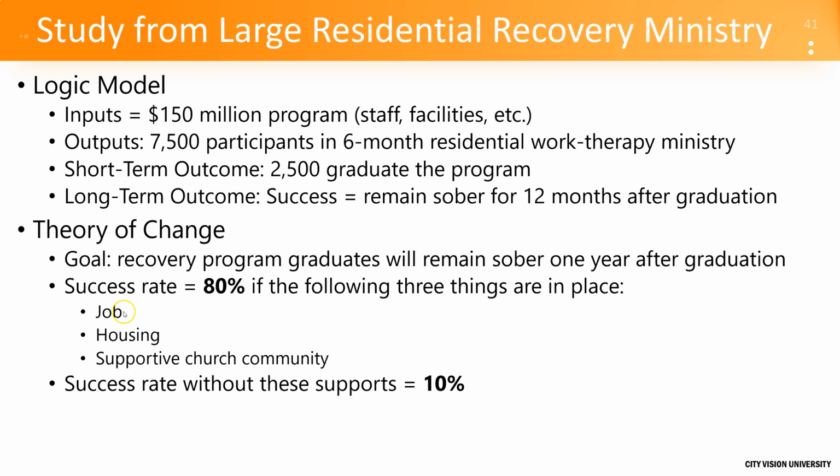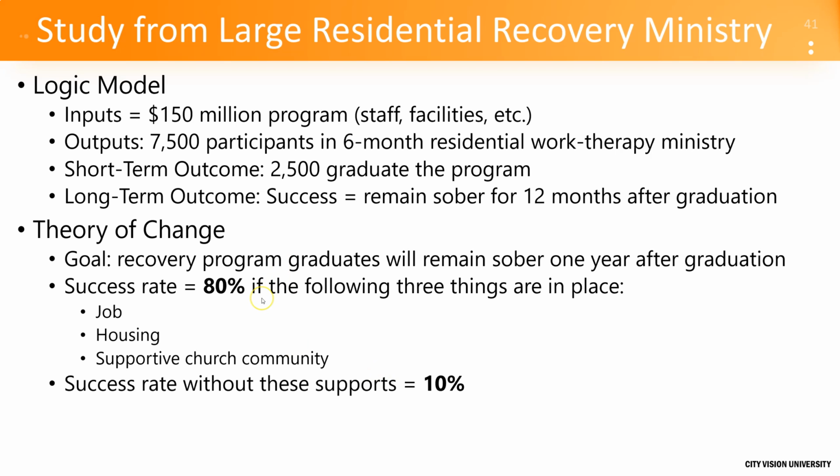That's better than anything out there, if they have, number one, a job, number two, housing, and number three, a supportive church community. So their theory of change is you need these three things, and then people are going to remain sober. Part of what was interesting is that if people don't have these three things, then the success rate to remain sober is 10%. So that's huge in terms of giving a very concrete theory of change.